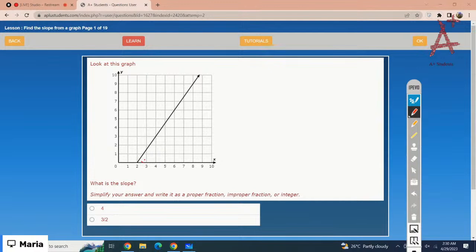Okay, I'm going to use the same 2 points, this one and this one. Just write down the coordinates. So for this one, x is 2, y is 0. And for this one, x is 4 and y is 3. It would be 4 and 3.